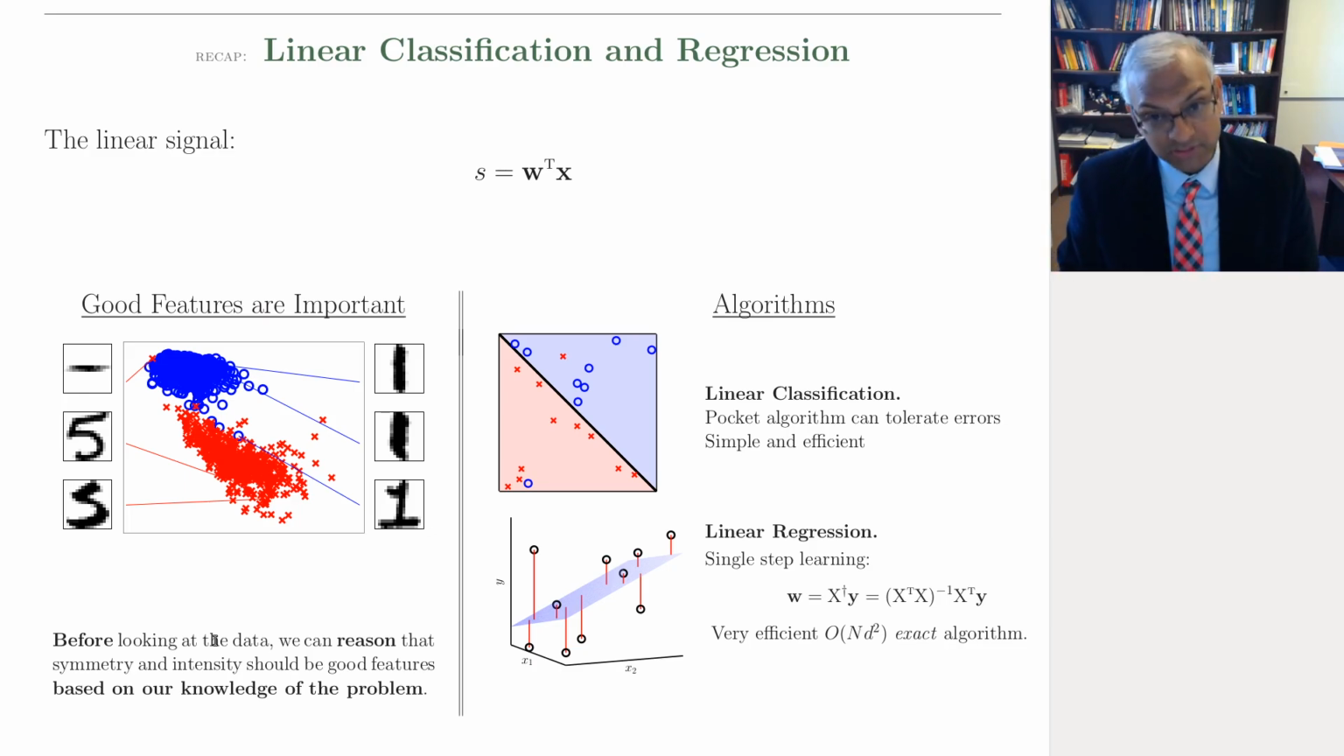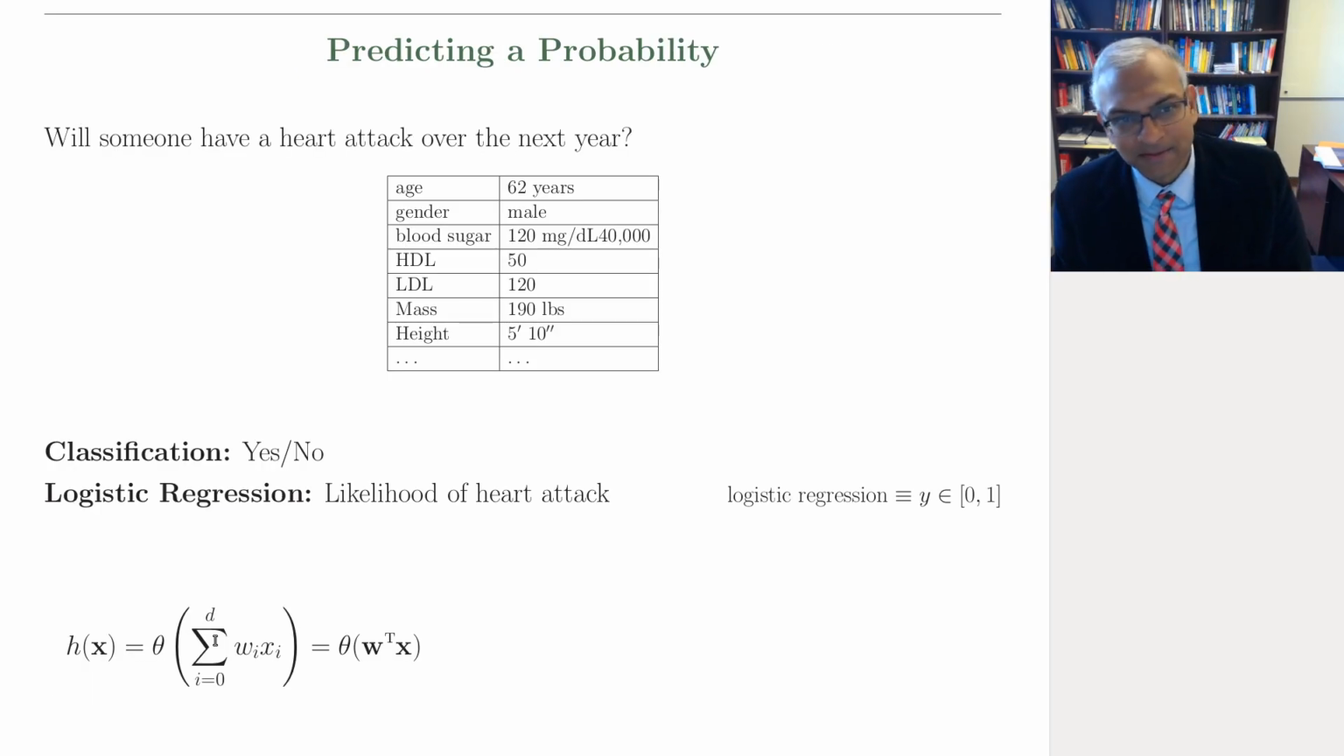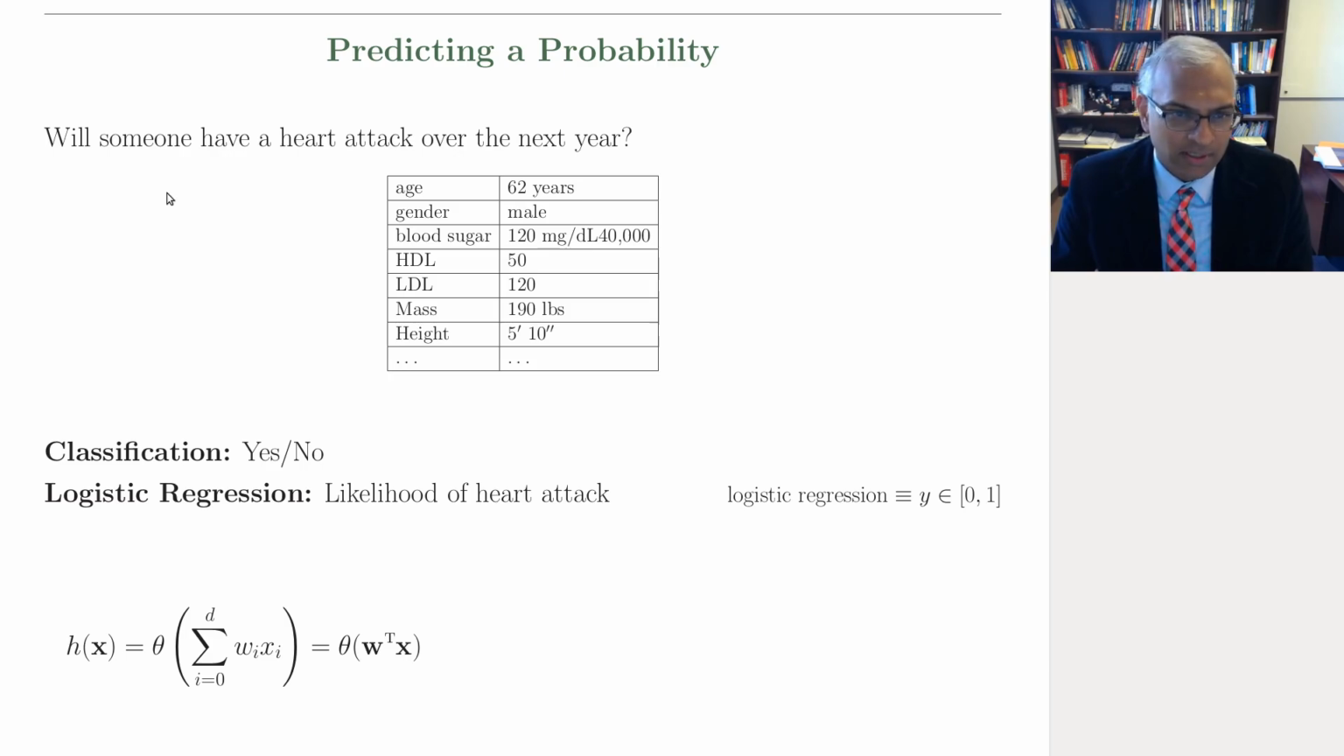Okay, today, logistic regression. Let me give you this example where someone's about to have a heart attack and we'd like to know what the chances are that they have a heart attack over the next year. So here's an input. This person is 62 years old, male, 120 milligrams blood sugar, HDL, LDL, mass, height. You can think of this as the biological profile of your applicant, in some sense, of your input. Now if we were doing classification, you would say yes or no, this person will have a heart attack in the next year.